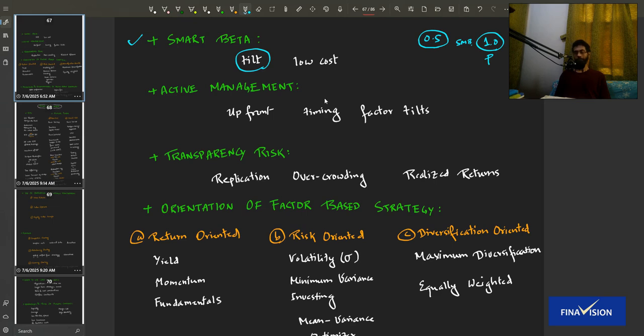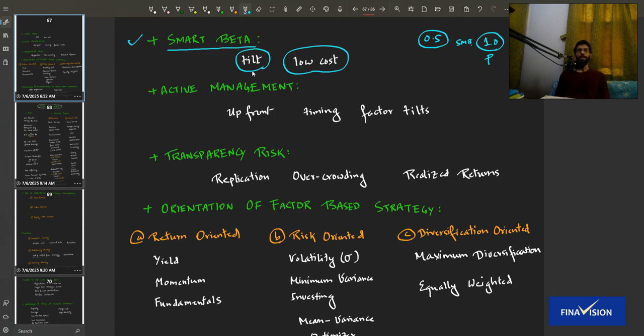And because the premise is basically the same, the cost remains comparatively low than active kind of strategies, right? So there is a tilt and the cost is also low. And we are not seeking alpha here. Please remember, we are not seeking alpha here. We are seeking a change in the factor sensitivity or the beta sensitivity. So this kind of a portfolio is called a smart beta.